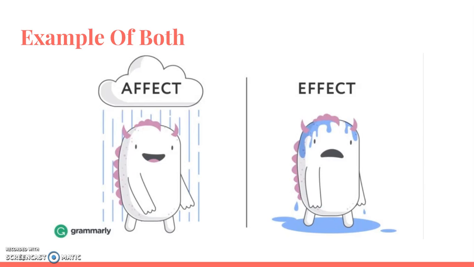In this image, affect is being shown as rain pouring on a monster. The rain affected the monster. On the other side of the image, the monster is sad after it rained on him. The sadness of the monster is the effect of the rain.